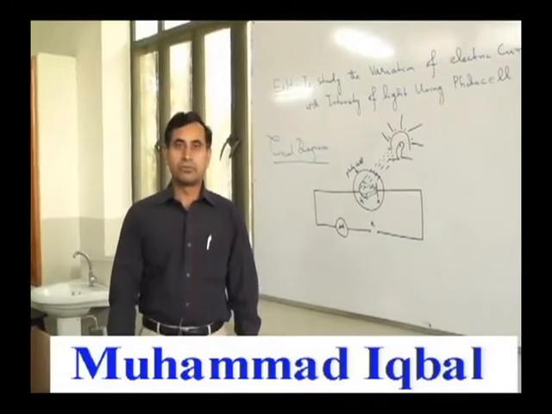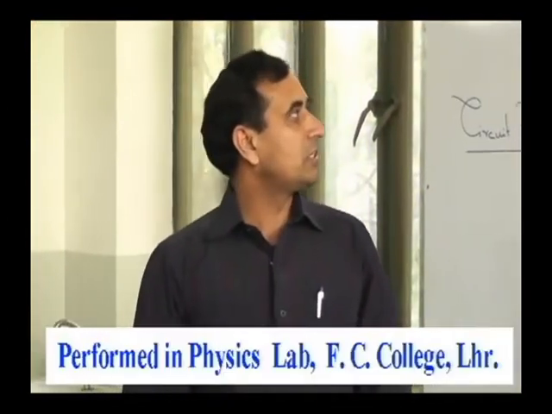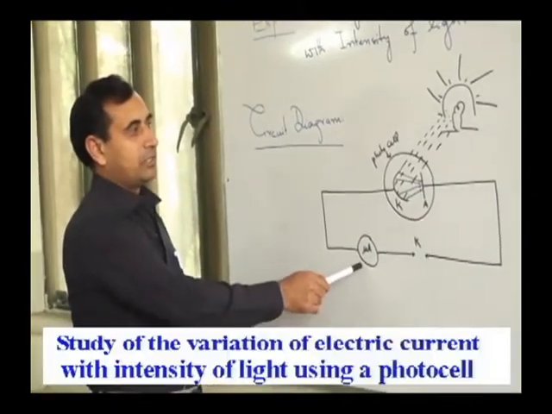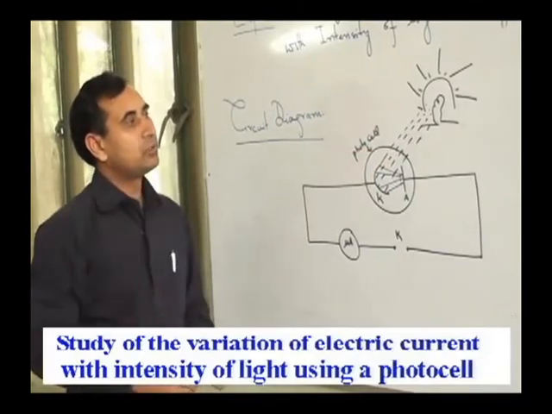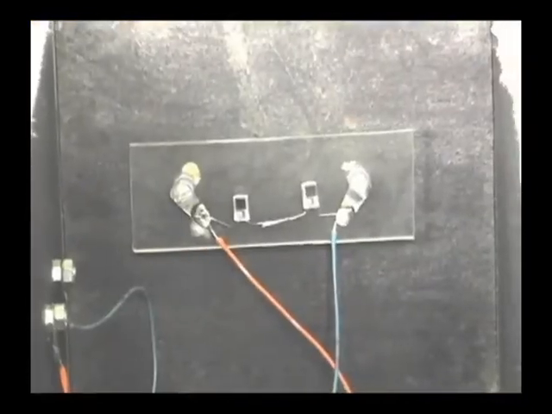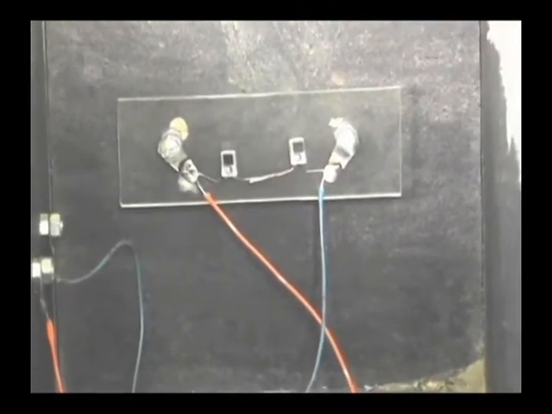Okay, good afternoon students. We are going to perform the experiment to study the variation of electric current with the intensity of light using a photocell today. Apparatus in this experiment is photocell, microammeter, plug key and a source of light. Here we will use the source of light as electric lamp. Practical apparatus here, this is a photocell, this is electric lamp.